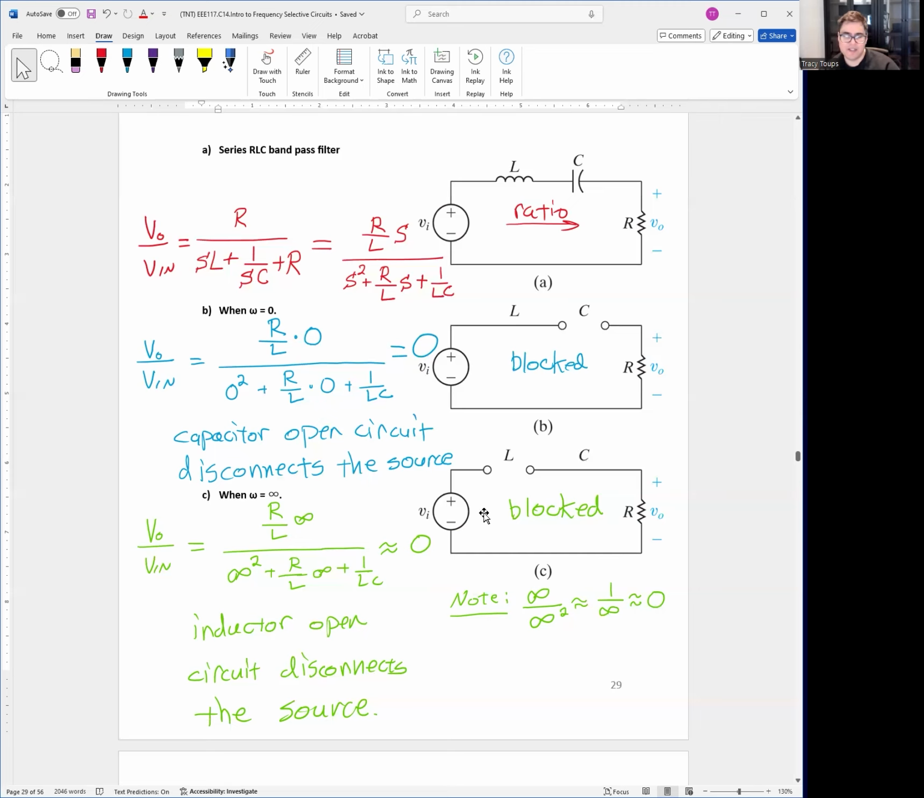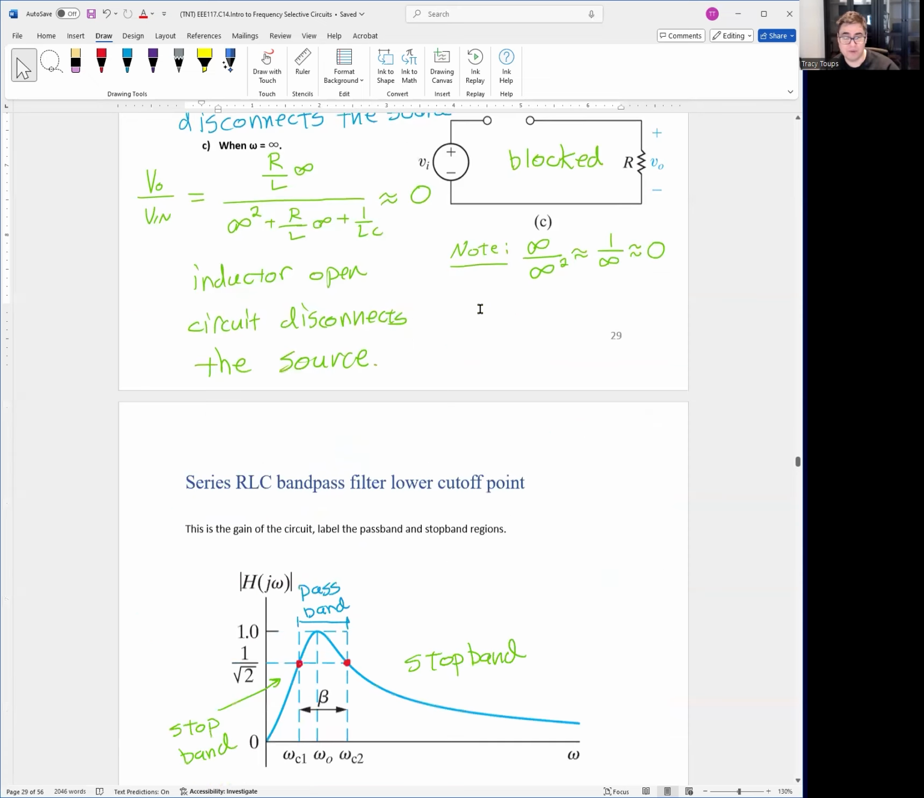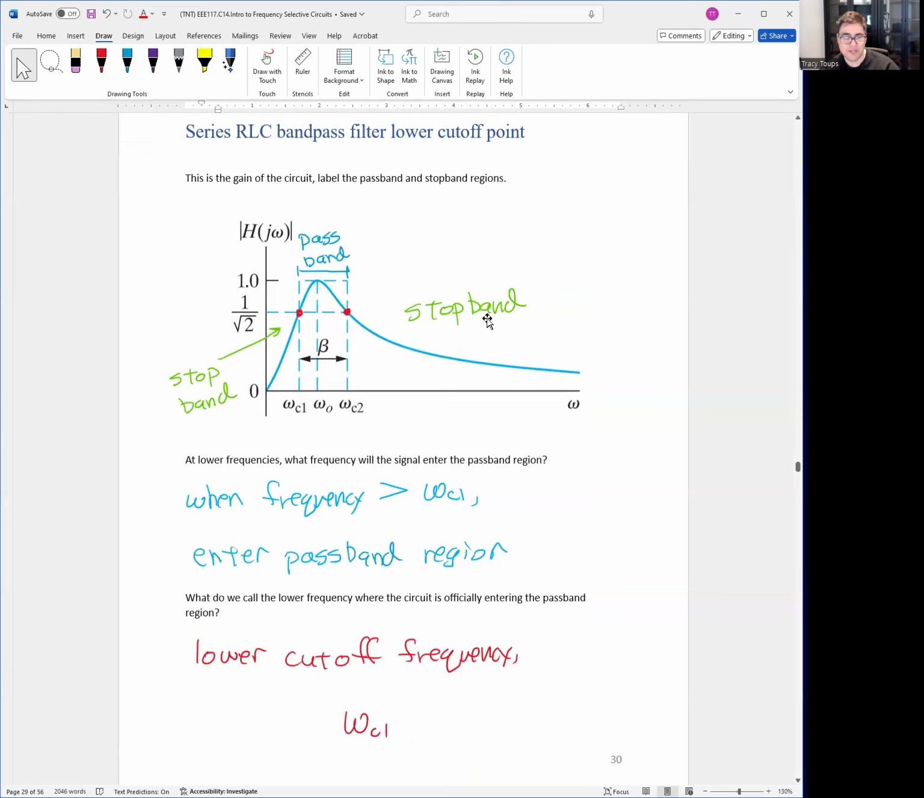Right, so the idea of inductor is open circuit and disconnects the source. So it seems like the bandpass filter works on the extreme ends. We got to just check out what's in the middle. How do we control where this resonant frequency point is, where the inductor and capacitor will cancel out? Okay. So that's the design side we're going to start looking at.